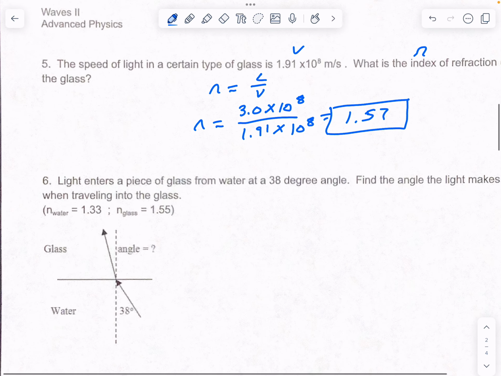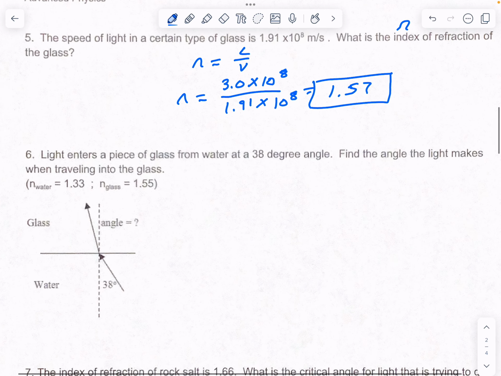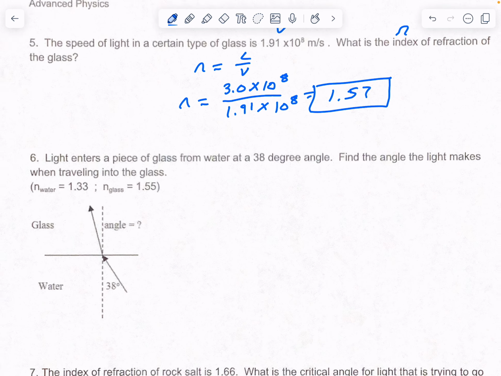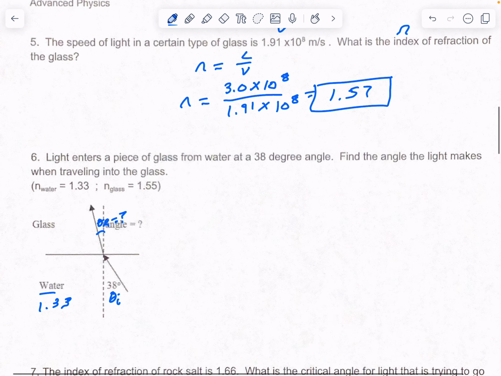Number 6: light enters a piece of glass from water at a 38-degree angle. So this is your theta I right here. It says find the angle of light when traveling into glass. That means we're looking for this angle right here, so that is your theta r, our question mark. Now we do know our Ni, which is water, 1.33, and our Nr is going to be glass, which is 1.55.